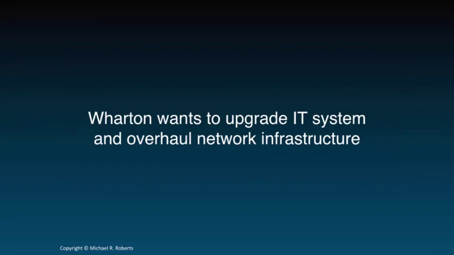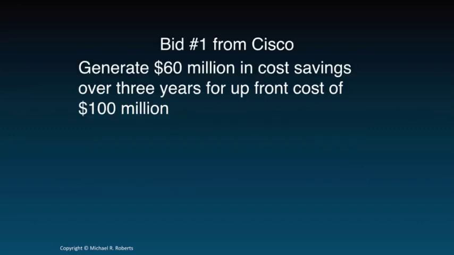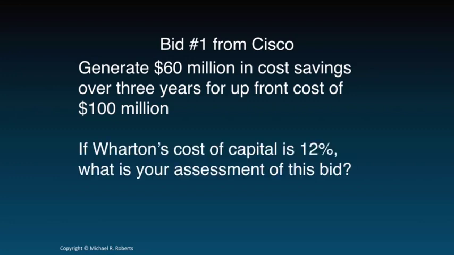And here's where I want to work in the context of a specific example. Imagine Wharton wants to upgrade its IT system and overhaul its network infrastructure. So it puts out a request for proposals, an RFP, and in comes a bid from Cisco. The Cisco bid we evaluate to generate $60 million in cost savings over 3 years for an upfront cost to Wharton of $100 million. Now, if Wharton's cost of capital is 12%, what is our assessment of this bid?